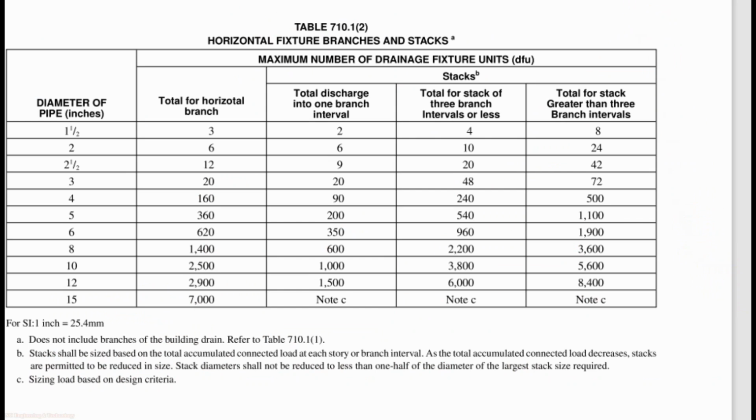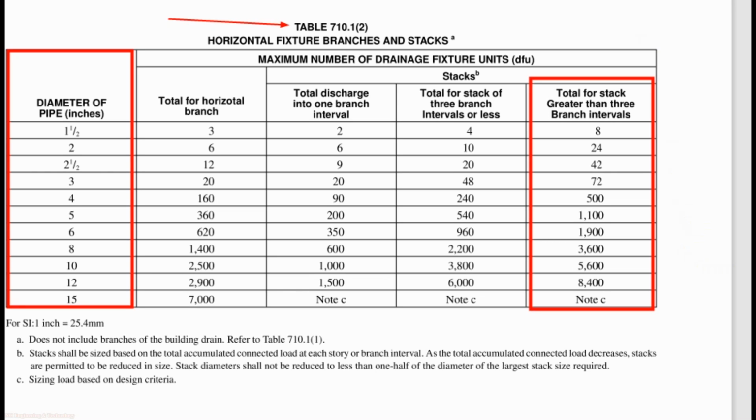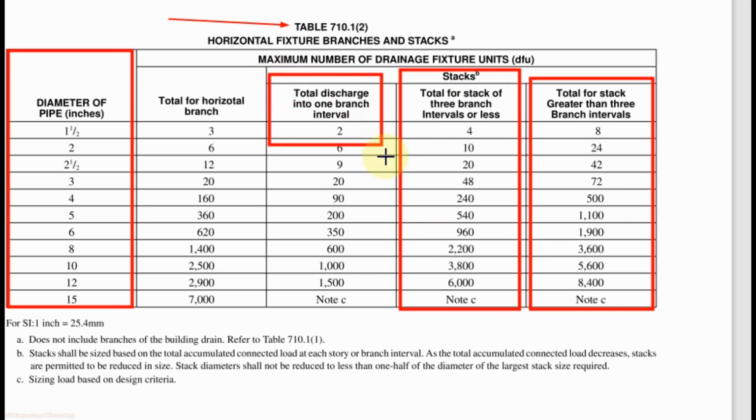Again, I will explain in brief how to use this table to select the stack size for the building. The first column of this table shows the pipe size, and the last column is used to select the stack size for a building having more than 3 floors. The column before the last is used to select the stack size for a building having up to 3 floors, and the column before the last two is used to check the total discharge into one branch interval. One branch interval you can take as one floor.